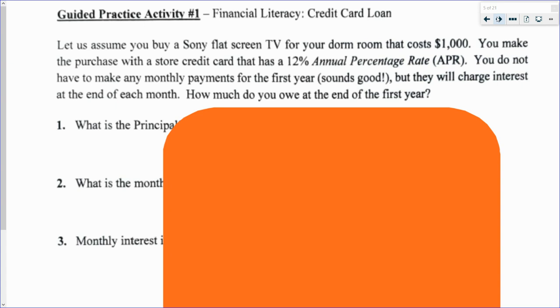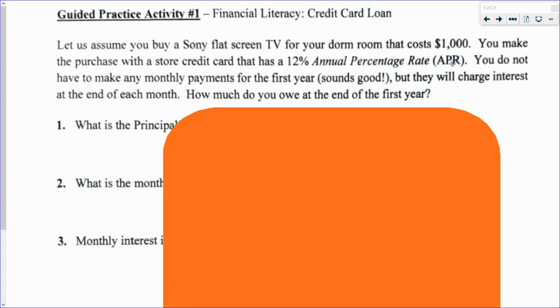So let's talk about an example. We're going to do this one together. So you're going to college. You buy a Sony flat screen TV for your dorm room that costs $1,000. You make the purchase with a store credit card. That means you basically are borrowing the money from Best Buy or wherever you bought the TV, Costco credit card, something like that. And that card has a 12% annual percentage rate, or APR. You do not have to make any monthly payments for the first year. Woohoo, that sounds good. But they will still charge you interest at the end of each month.